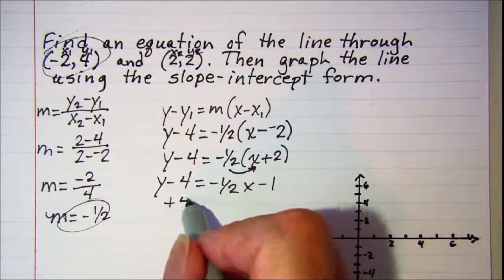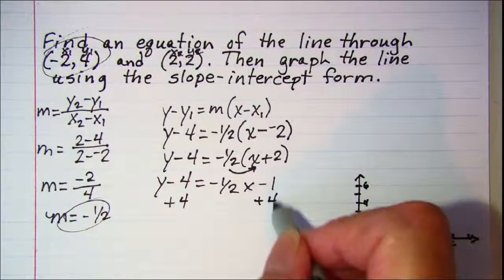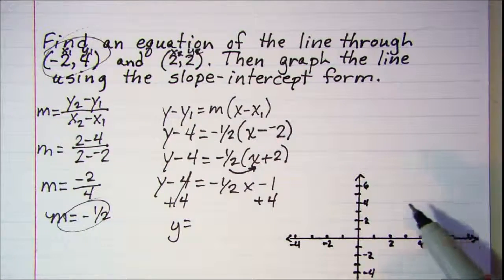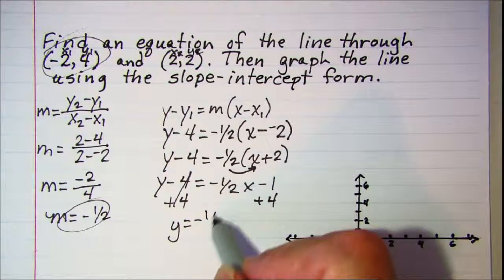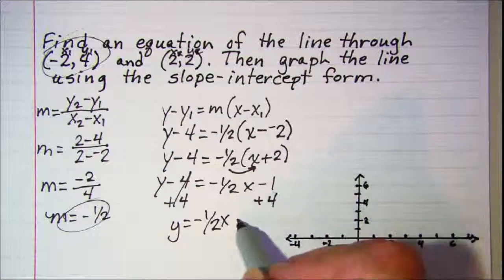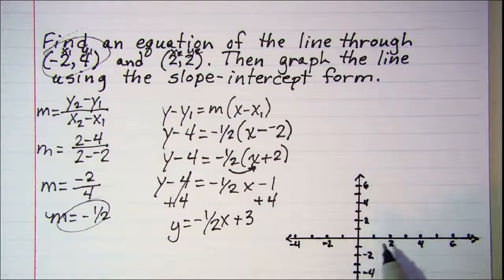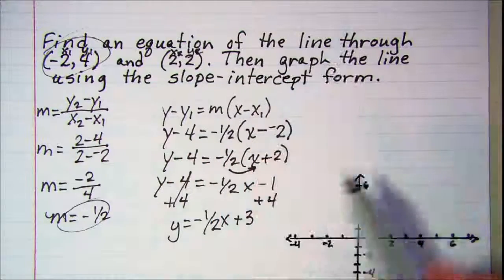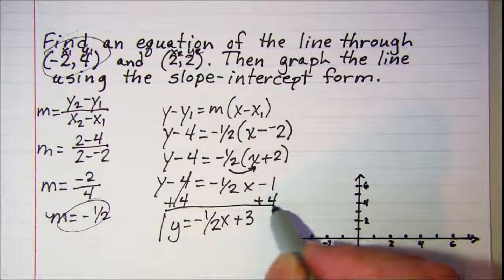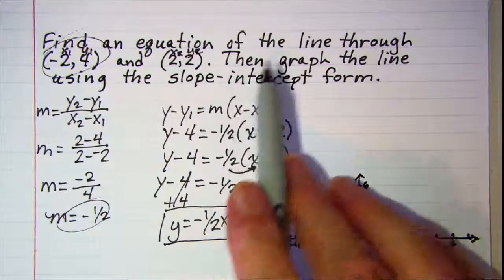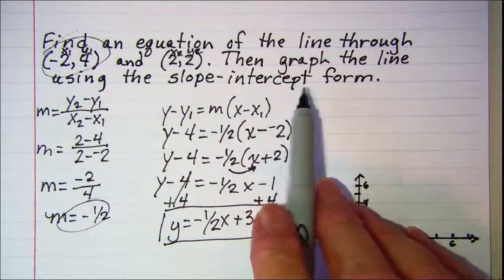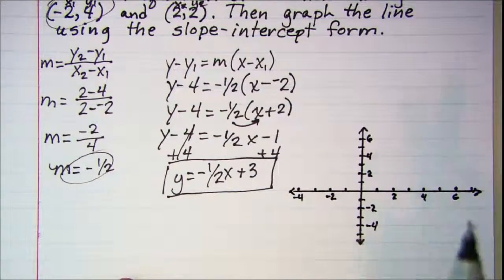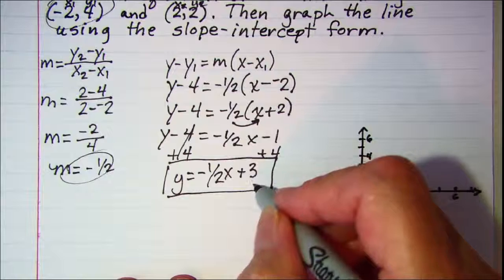Add 4 to both sides to get this in y equals mx plus b form. These will cancel, and we have y equals negative 1/2 x plus 3. So my first thing that I was asked to do was find an equation of the line. So this is my equation of the line. And then graph the line using the slope-intercept form. Well, this is my slope-intercept form, and I know that my y-intercept is 3.